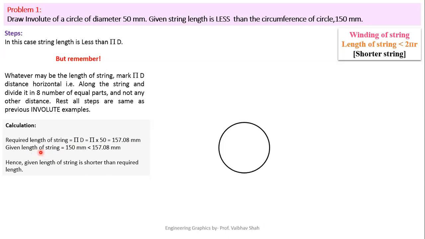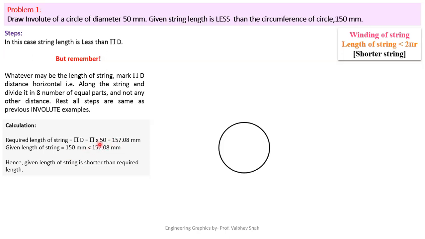Now given length of the string. So given length is nothing but the length given in your example, so which is already given as 150 mm. So we'll be taking 150 mm as our given length of string. So given length of string is exactly equal to 150 mm. Now here in this case we are having two different lengths of strings. First 157.08 mm and second 150 mm.